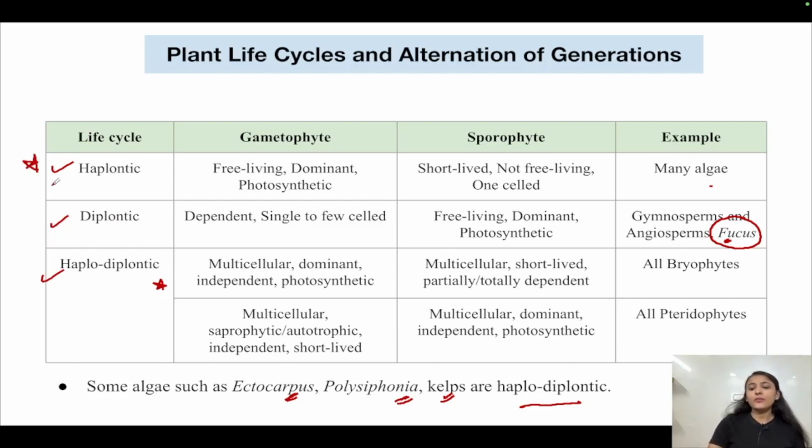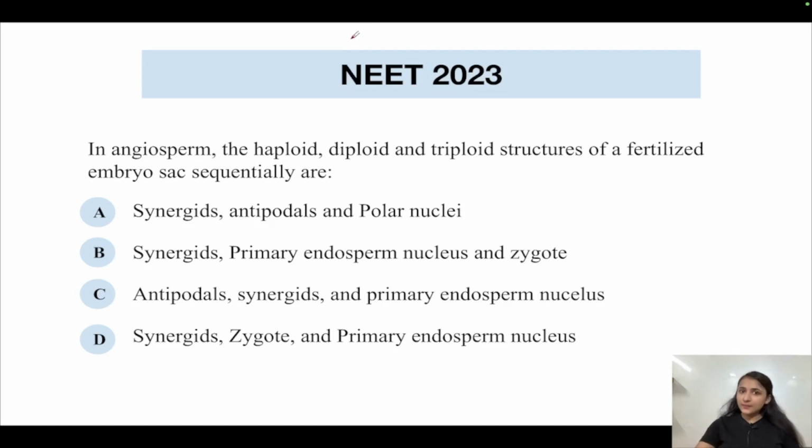Okay. Now let's come to the NEET PYQs. This question is from NEET 2023. In angiosperms, the haploid, diploid and triploid structures of a fertilized embryo sac sequentially are: synergids, antipodals and polar nuclei; synergids, primary endosperm nucleus and zygote; antipodals, synergids and primary endosperm nucleus; synergids, zygote and primary endosperm nucleus.